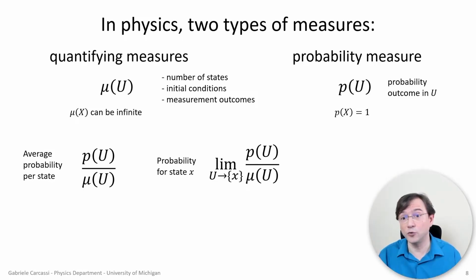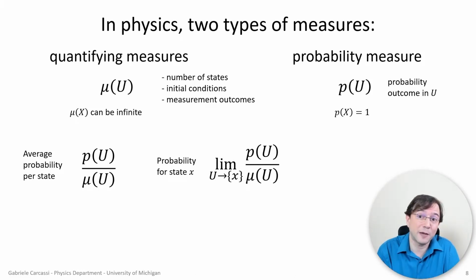One of the things that we're going to do over and over is take a ratio of measures, especially ratios of probability towards quantifying measures. And we're going to take this ratio because really we are interested in probability per state, probability per initial condition. And again, since we have now this general framework, we can think about these things generally. If we have a set U and we take the probability of having something in that set, and the count of how many things are there in that set, then we can just define P of U over mu of U, and this will give you the average probability per state.